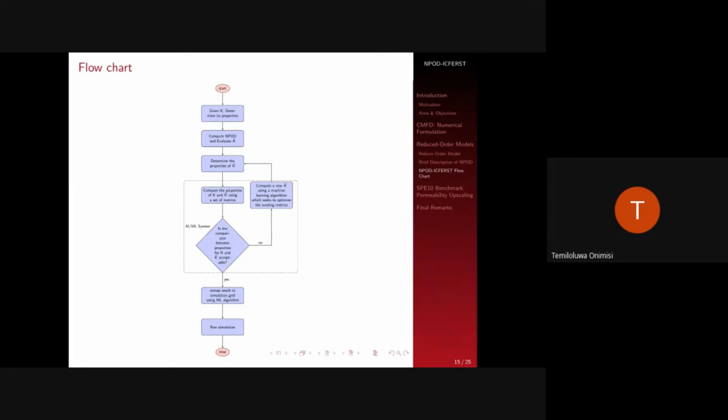And once the metric we've set is acceptable, the result is outputted, and then we remap the low rank approximate K-bar to our simulation grid, run our simulation, and then stop and analyze our results.